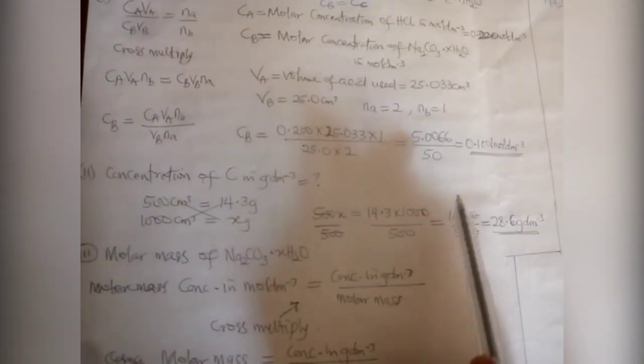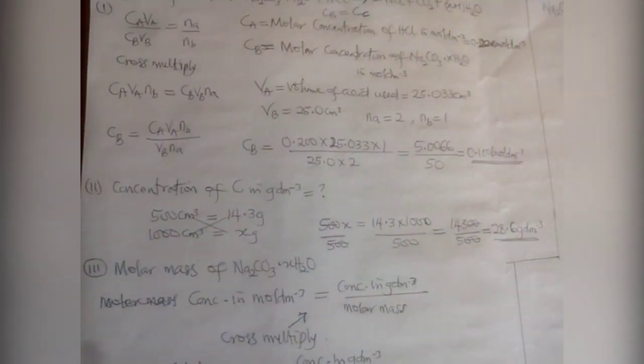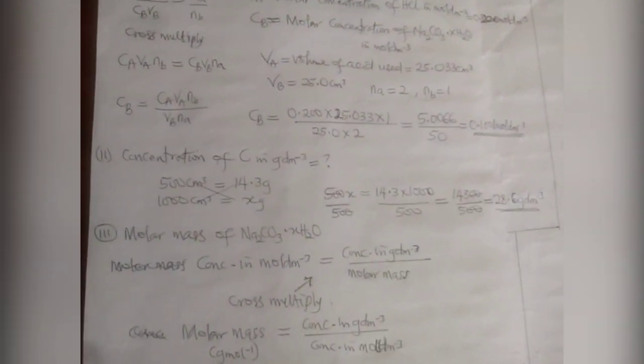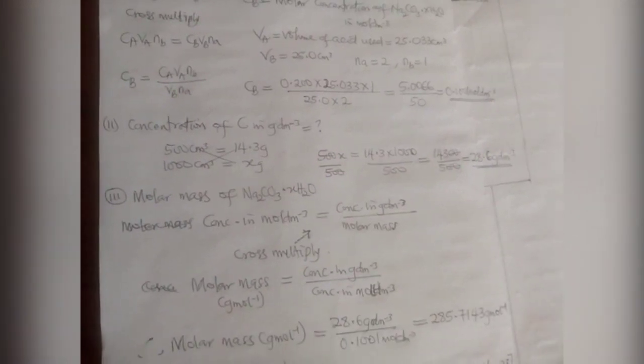So I told you that Cb, I've called it Cc, which is the same thing. But on the exam day, you might be given B instead of C as the base. So anyway, in any form you are given. Now, let's go to the second question.